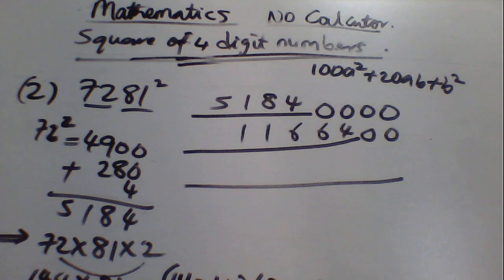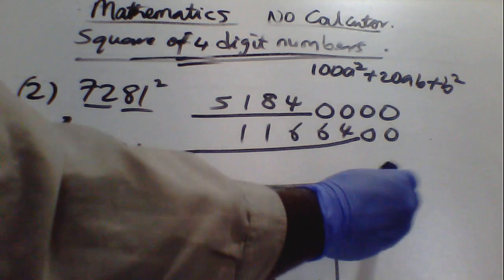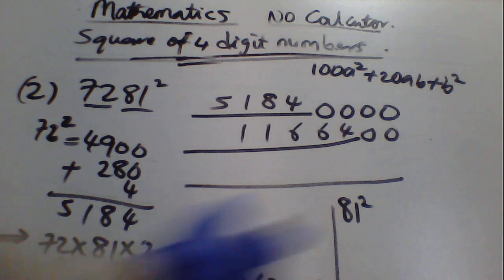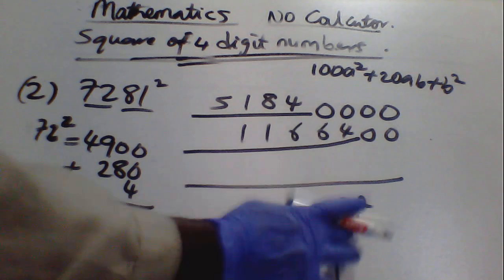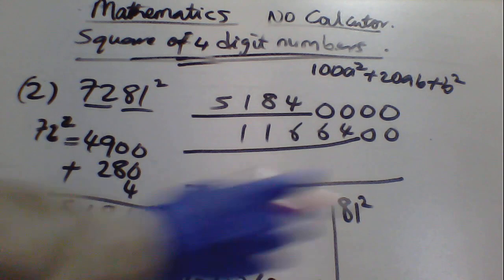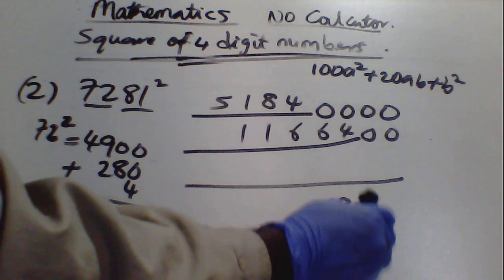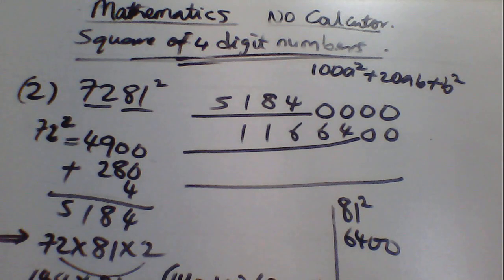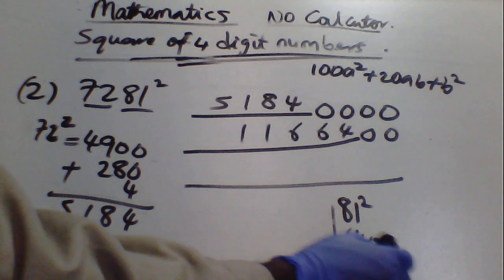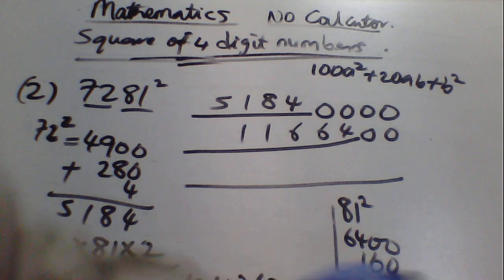So lastly is to find the square of 81. Square the first one, since we are using the formula we have learned. Square the first one times 800 will give us 6,400. 8 times 1 will give us 8, times 20 will give us 160. Square the last one will give us 1. Add up.